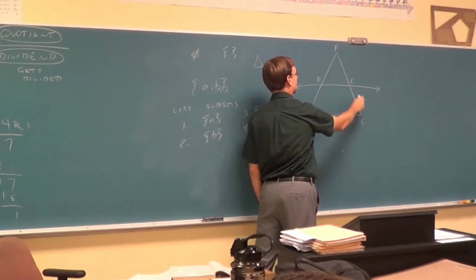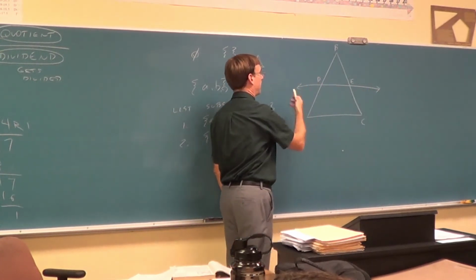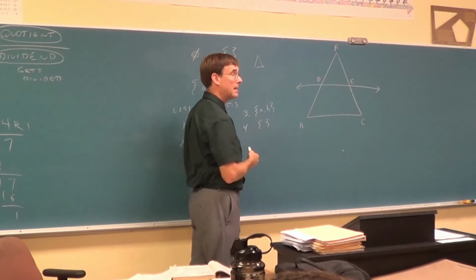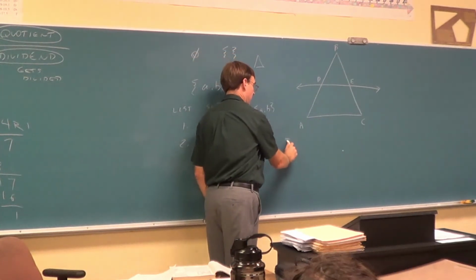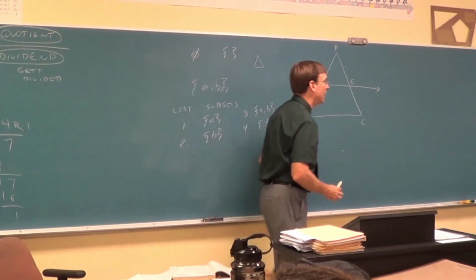Where does this touch this? In the middle. Where? They have labels and location. D. D is a touch point. E. E is a touch point. So that intersection would be D and E.